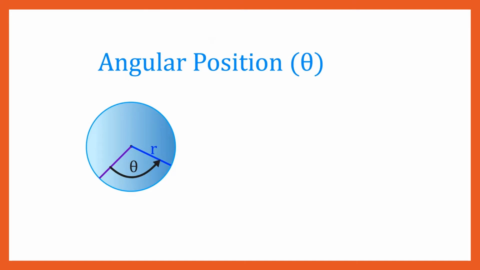Now, angular position. We can see the color blue, you have r. How do we describe this line with respect to the purple line? For that, we can use the angle represented by the theta symbol, the angular position. So we can show the angular position of r measured from the reference line as theta.